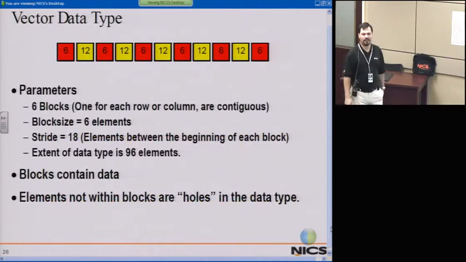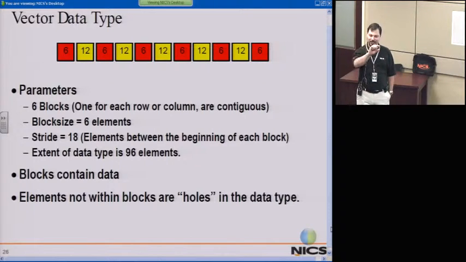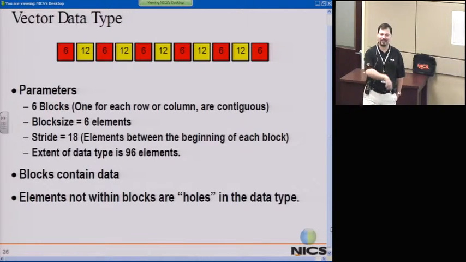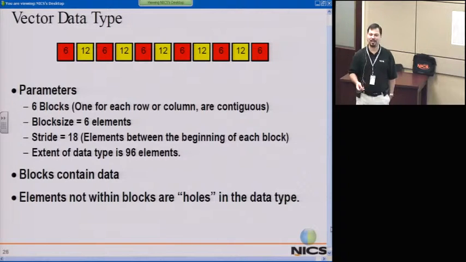You can also set up a vector data type. If you just wanted to find that central region and not the blanks in the front and the back, then you would set up blocks. In this case, you'd set up 6 blocks. Each block has 6 elements in it, and each one has a stride. So they're 18 elements apart. That includes the elements of the block, so it's that 12 plus 6. So it's the difference between the fronts of each of the blocks.